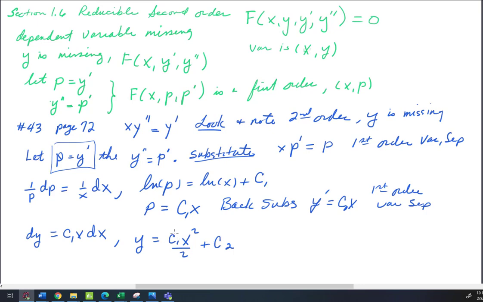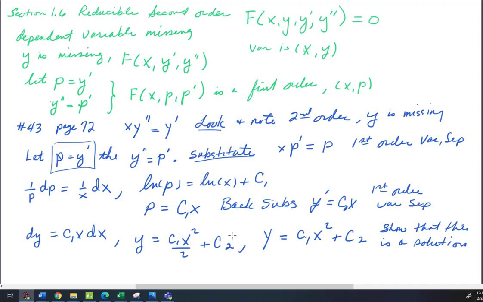Now C1 over 2 is an arbitrary constant, so I could rewrite this as y is equal to C1 x squared plus C2. And that's going to be the solution to the original differential equation. And as an exercise for you, you could show that this is a solution.